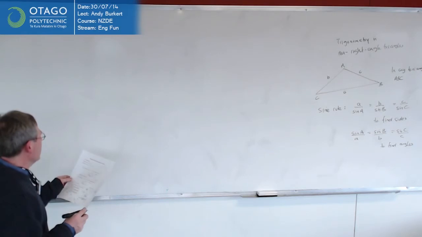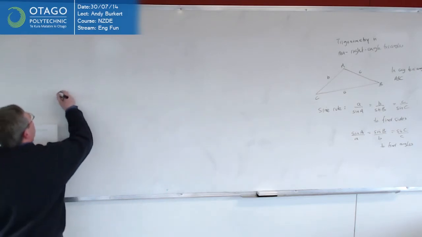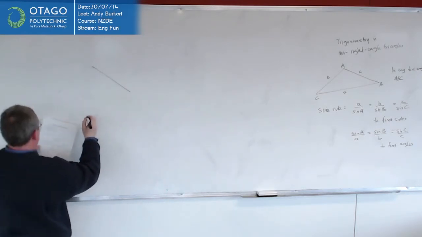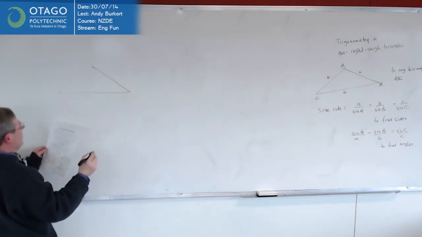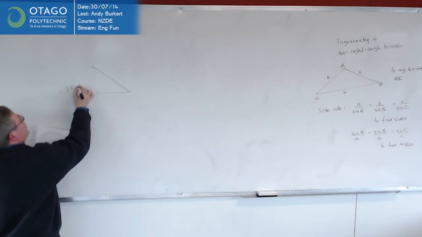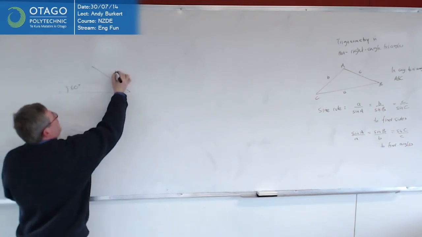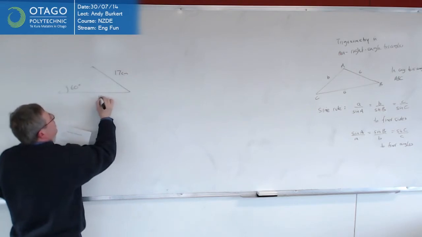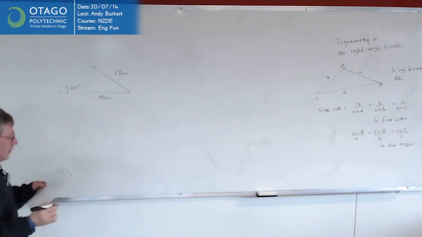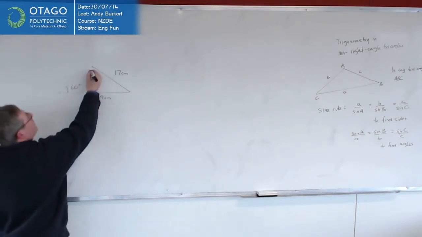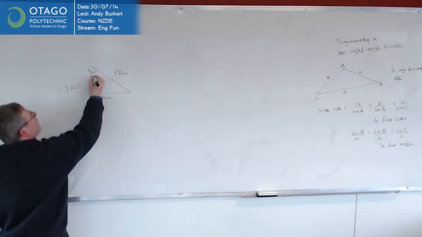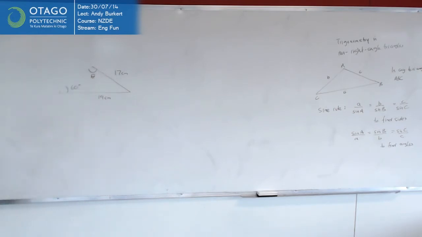Right, so let's have a look at this. If I draw a diagram for you. Now, these are not to scale. 60 degrees, 17 centimetres, 19 centimetres. And I want you to find this angle here. Okay? So we're going to try and find that angle.